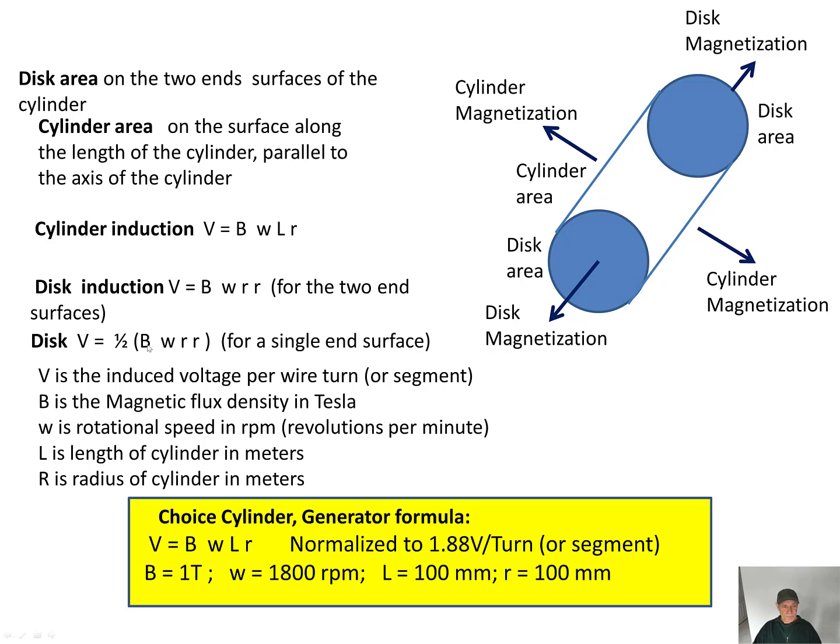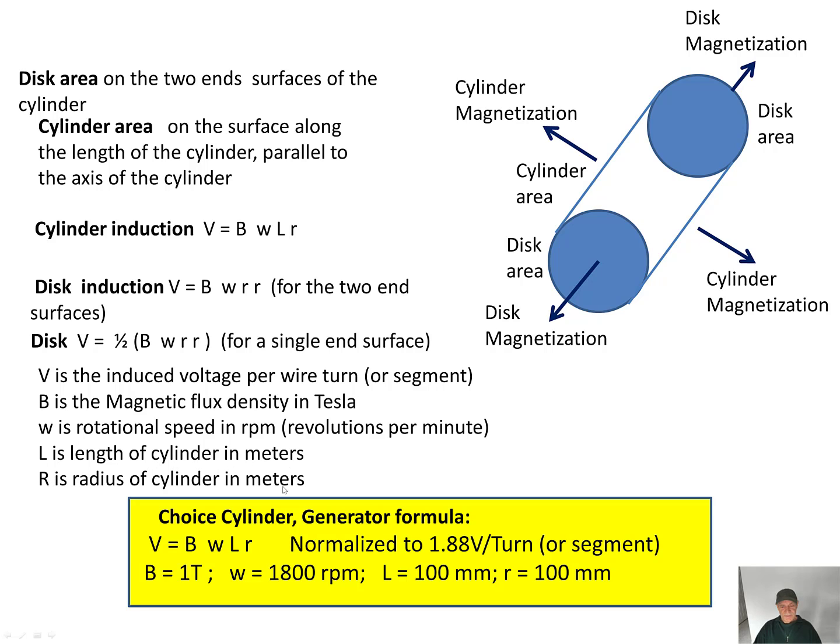V is the induced voltage per wire turn or segment. B is the magnetic flux density in Tesla. W is the rotational speed in RPM, revolutions per minute. L is the length of the cylinder in meters. R is the radius of the cylinder in meters.